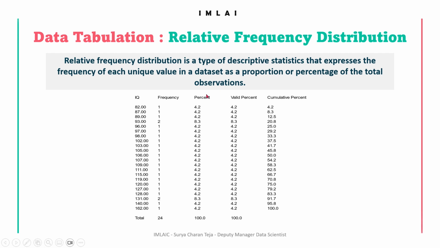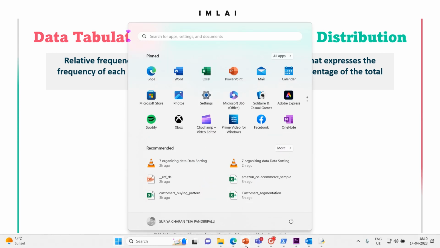So relative frequency distribution expresses the frequency of each unique value in a data set as a proportion or percentage of the total frequency. This is the frequency of this unique 82 IQ, and dividing by 24 will give you the relative frequency distribution. So 1 divided by 24, 2 divided by 24, that will give you the relative frequency distribution. Let's take one example to get a clear-cut understanding of the same.